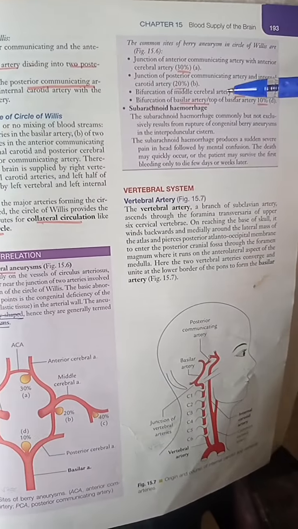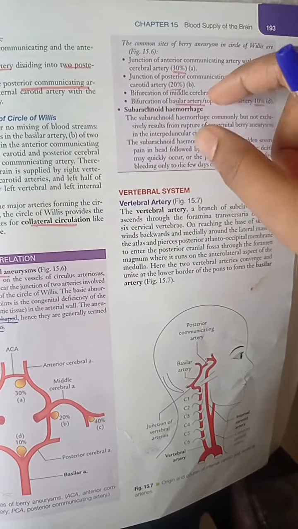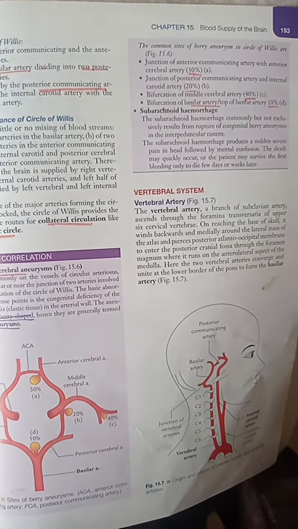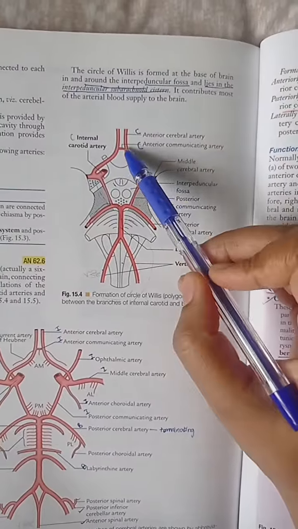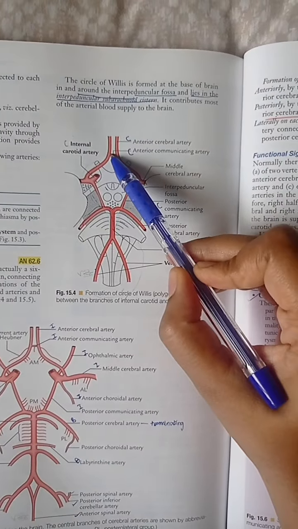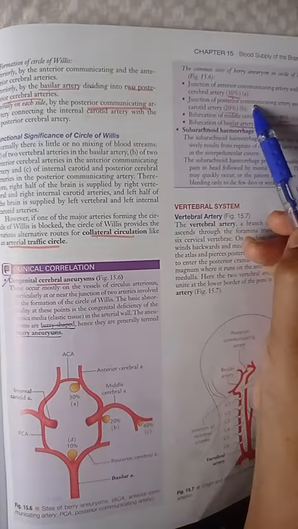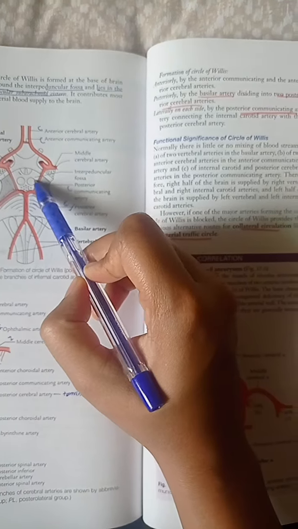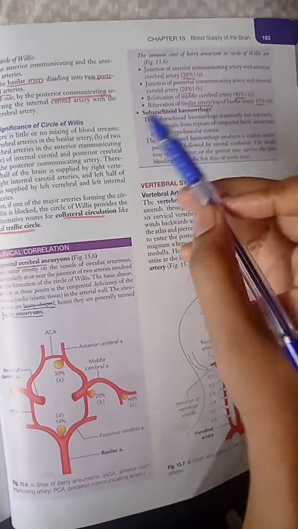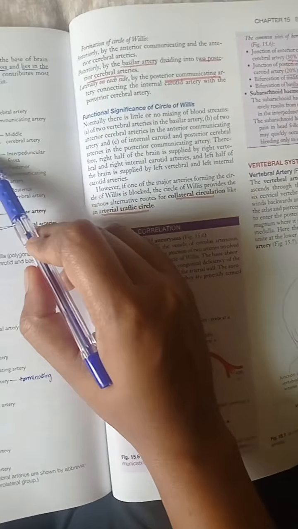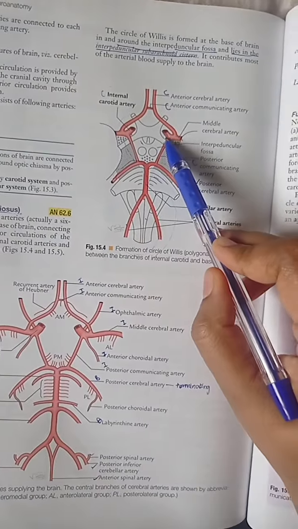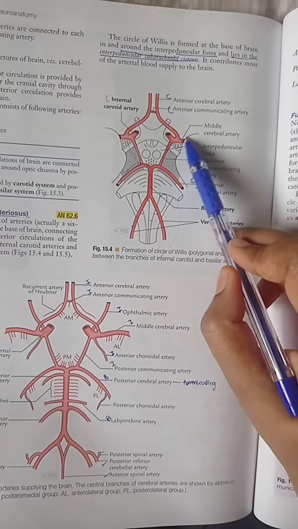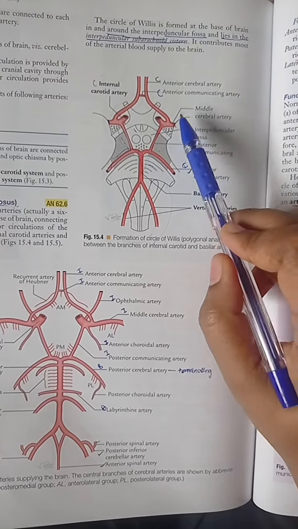No need to learn the percentages, but we should know that these are the important sites. The first is between the anterior cerebral and anterior communicating arteries. The second is the internal carotid and posterior communicating arteries. The third is at the bifurcation of the middle cerebral artery, which is a branch of the internal carotid artery, where we can also see an aneurysm.